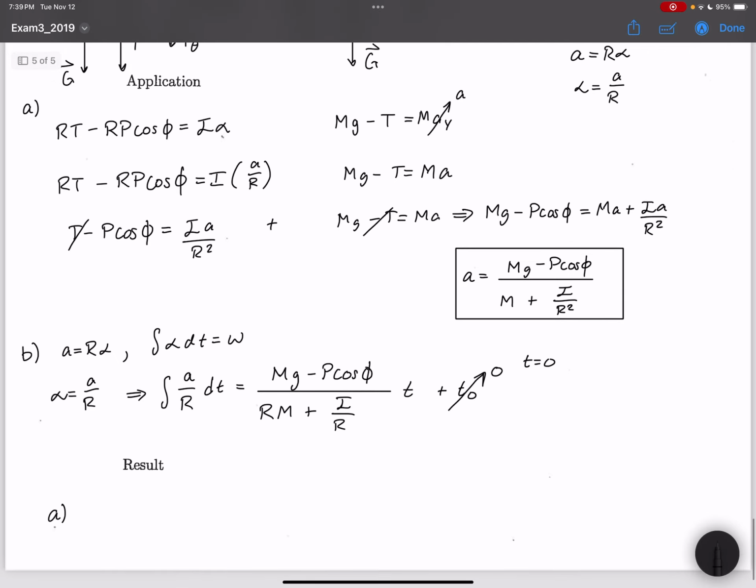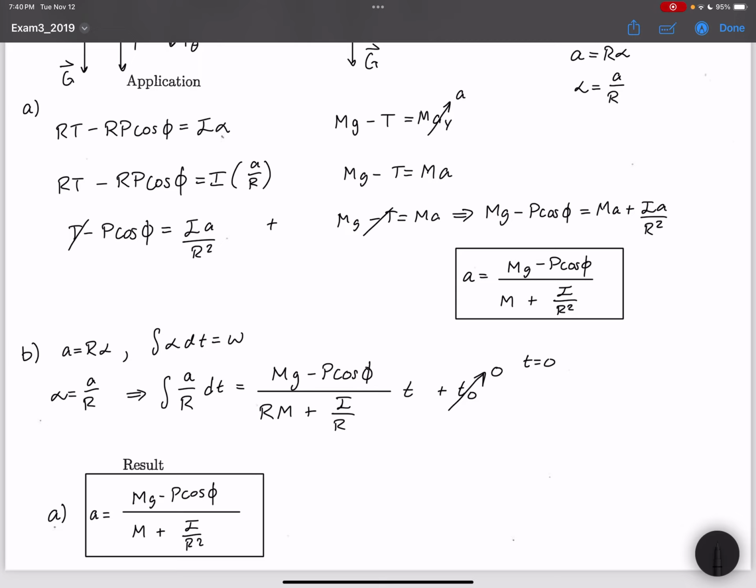So we have that part A is a equals mg minus P cosine of phi over m plus, okay, that was a bad box, okay, there's a box, and then we have that alpha, or angular velocity equals mg minus P cosine of phi over rm plus that. Okay, cool. Times t.